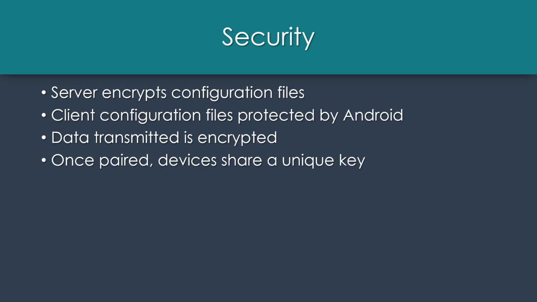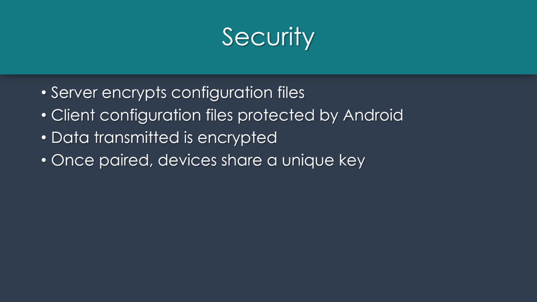Well, what about security? On the server, the configuration files can be encrypted using a random 64-character key. This key is then stored in the OS's keychain, so for Windows this would be Credential Manager. This allows the decryption to be transparent to the user, but still protect the configuration data. On the client app, Android protects the configuration files, so no one app or person can extract the data.